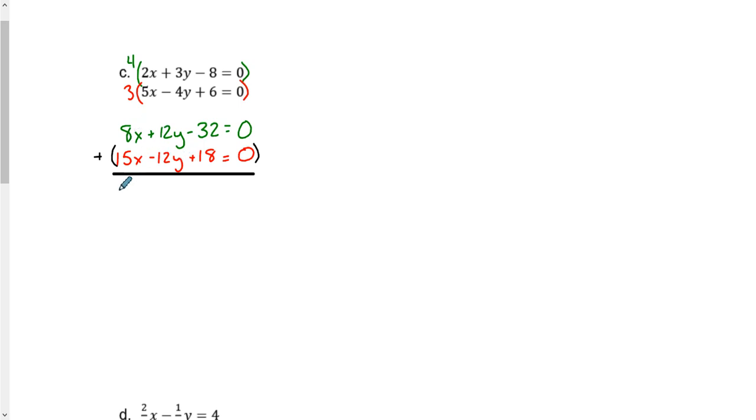8x add 15, 23x. 12y adding negative 12y is 0. Negative 32, add 18. Should be positive 14. That is not right, sorry. Wow. This is what happens when you don't actually use your calculator. Negative 14.